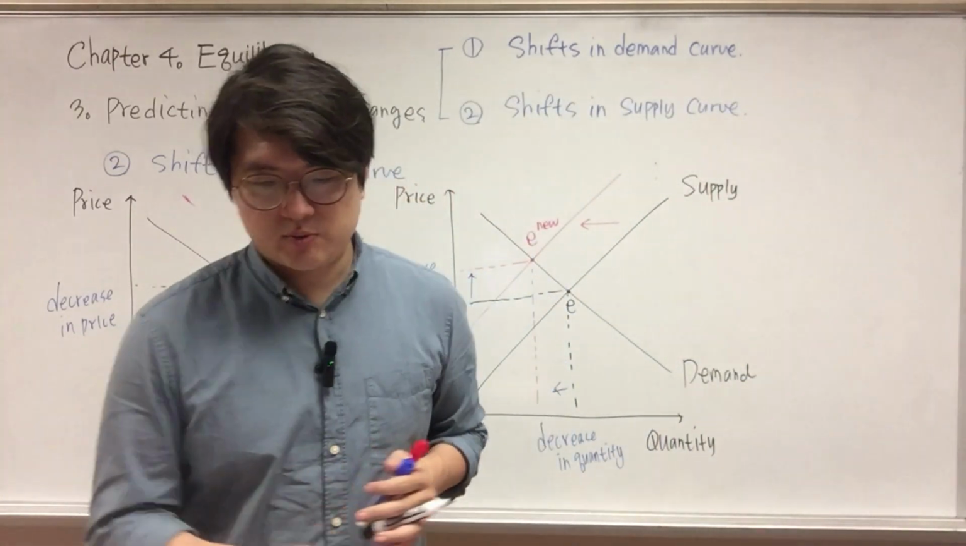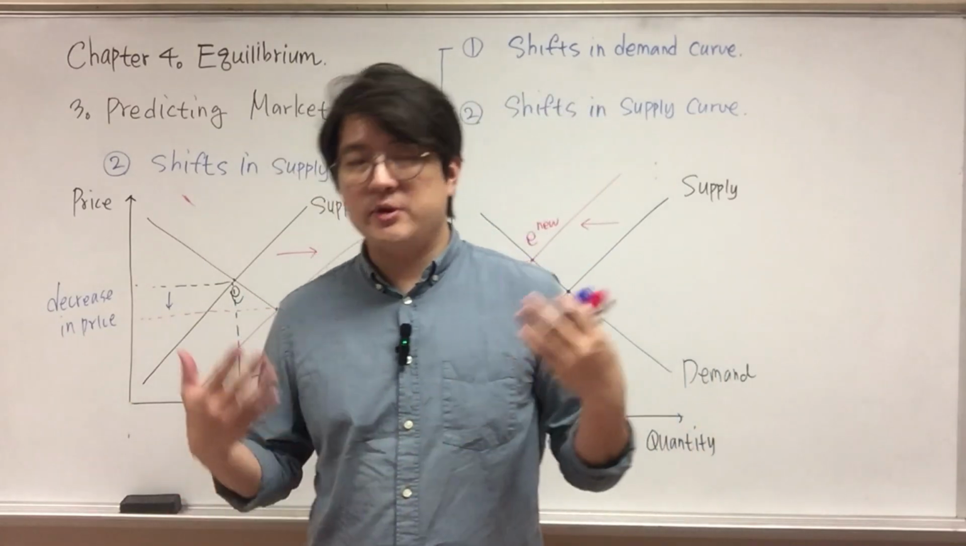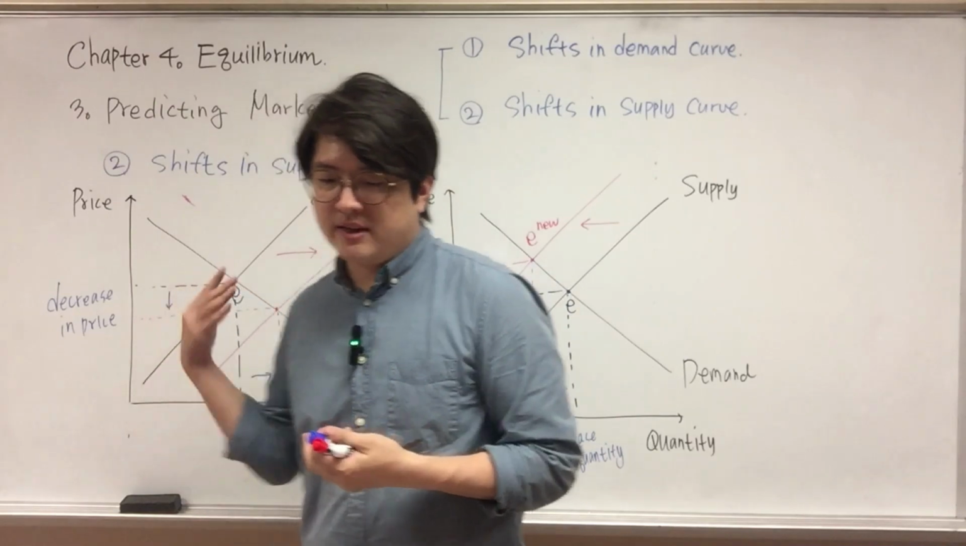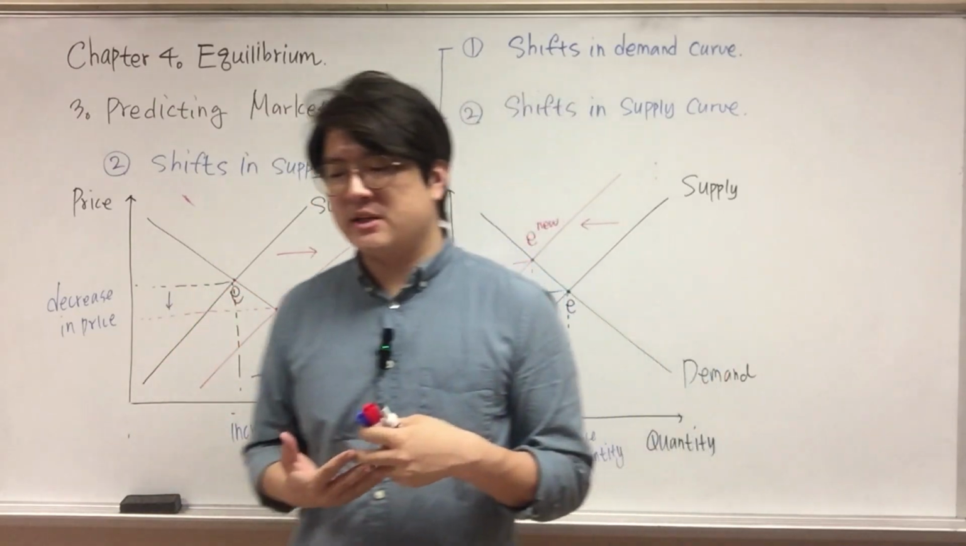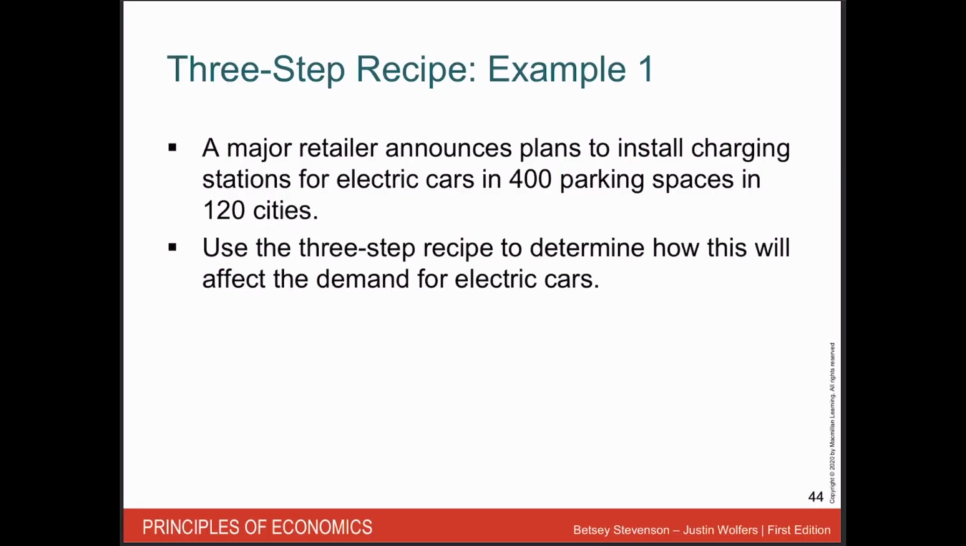That is a shift in the supply curve. So when you put together the demand curve and supply curve, you can predict how the market will respond to the economy. Okay, just like this. Now let's take a look at some examples using a PowerPoint.